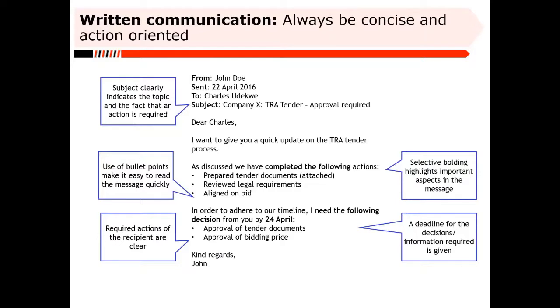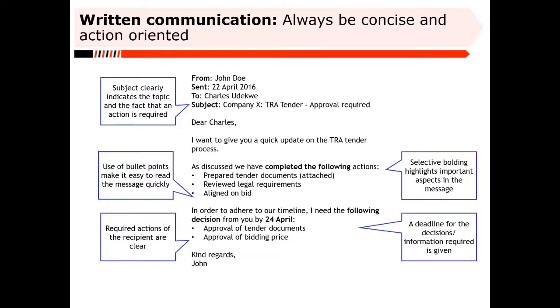So you can see that it's very clear exactly what he needs from me. And he has used selective bolding to highlight important aspects of the message. I can see, for example, that the first three bullet points refer to completed actions, and the next two bullet points refer to the decisions he needs from me.